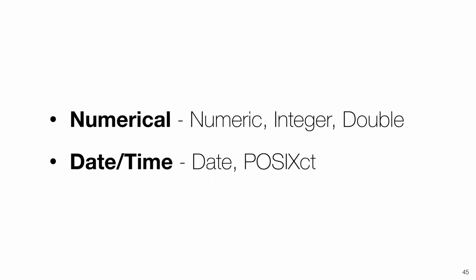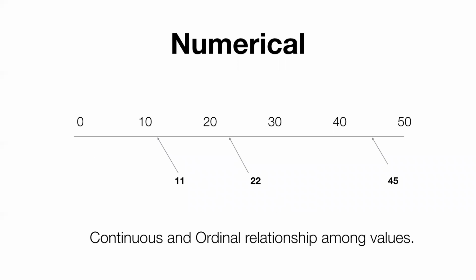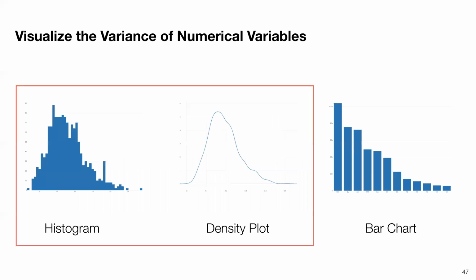But in nature, if you want to talk about the nature of the data, it's numerical. And then the other is date and time, for example, 2019, February 9th, February 10th, February 11th, and so on. Those are continuous as well. So numerical is continuous, and also has an ordinal relationship among the values, right? There is nothing special about it.